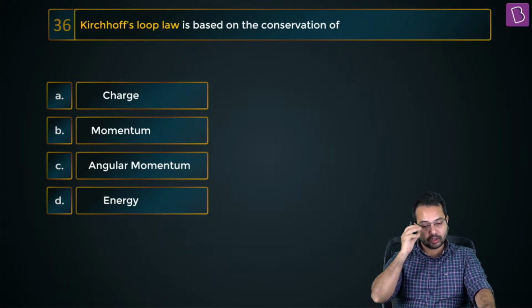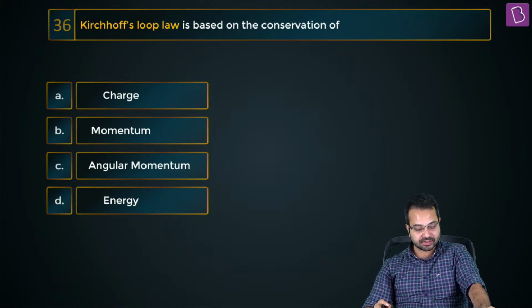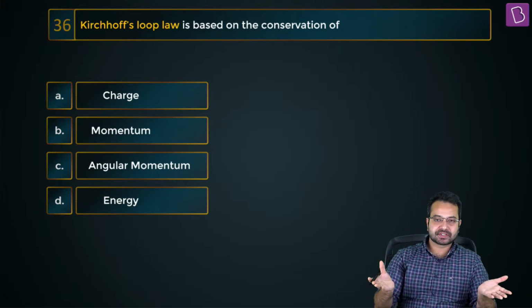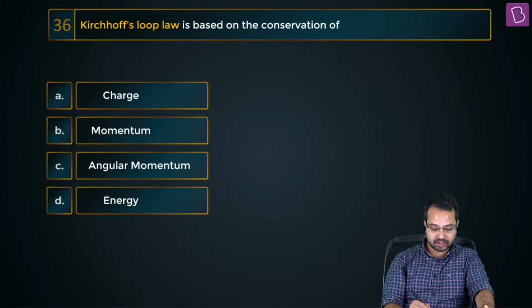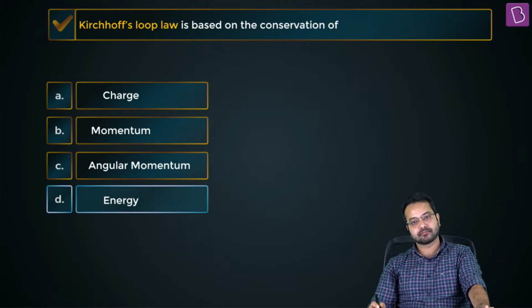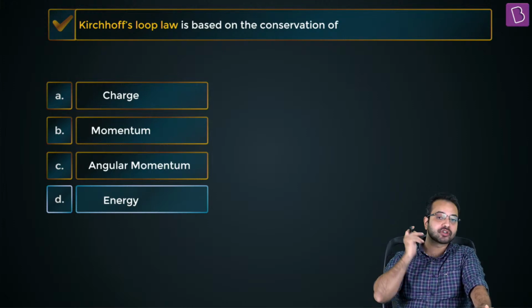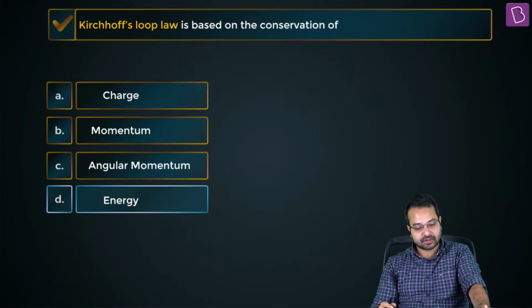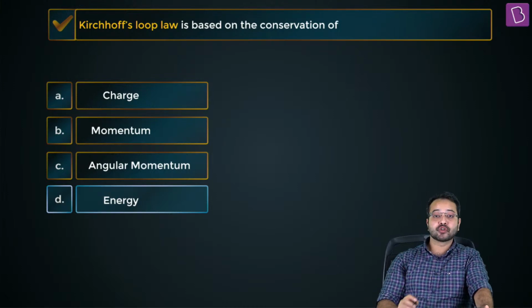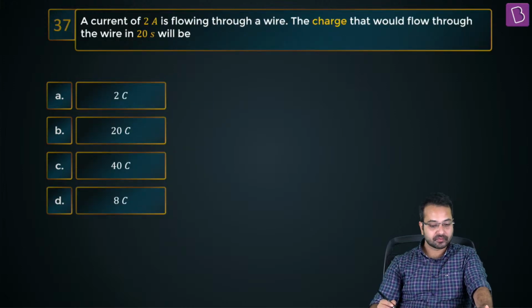Alright, Kirchhoff's loop law is based on the conservation of what? This is a theoretical question. You should know that Kirchhoff's loop law is based on the conservation of energy. If we add up all the potential differences in a loop, that sums up to 0. This is a consequence of conservation of energy. So option D should be the correct option.